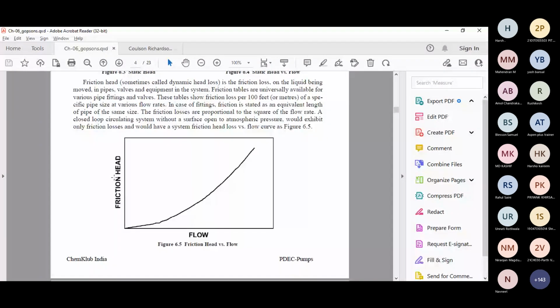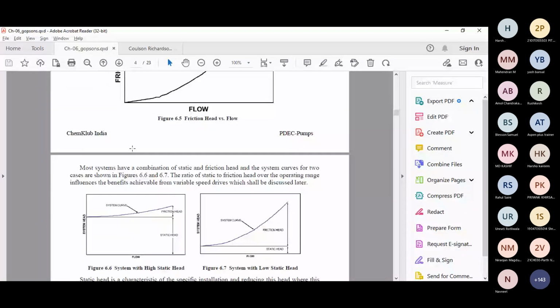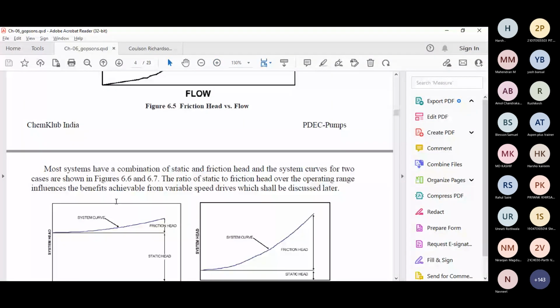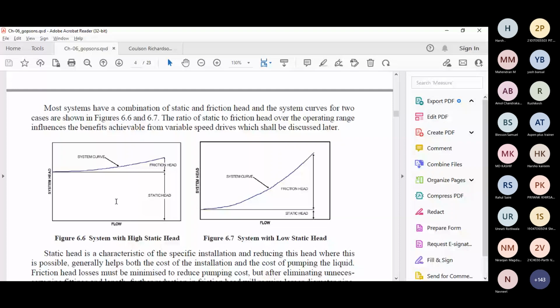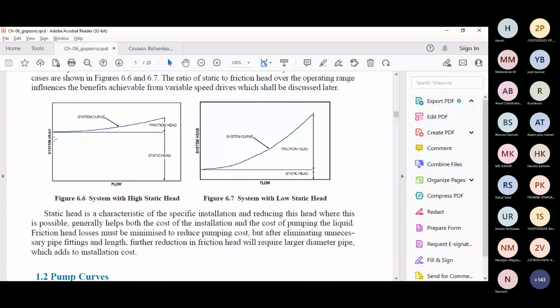Now these are the system curves. What is the system curve? It is the curve of head with respect to flow rate, called the system head and flow rate curve. This is the static head, which is the head because of the fluid in the suction, and this is the friction head.